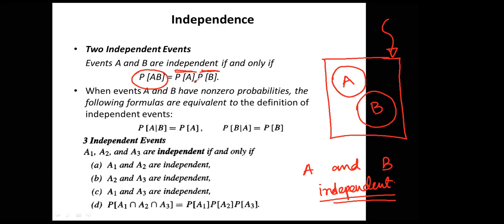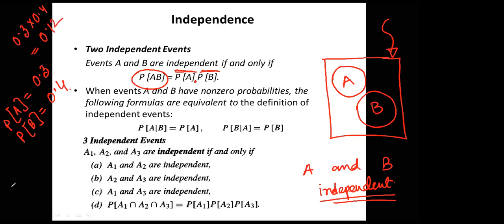A is one event, B is one event. A will be independent of B, it means their PAB, or you can say A intersection B, will be equal to probability of A multiplied by probability of B. Very simple. Say for example, probability of A equals 0.3 and probability of B equals 0.4. Their multiplication equals 0.12, and probability of AB has to also be 0.12. If they are equal like this, then we can say that A and B are independent. Is it clear? Yes, sir.